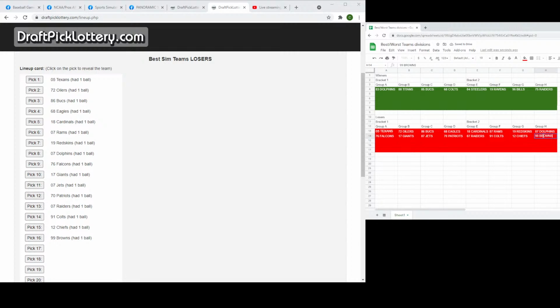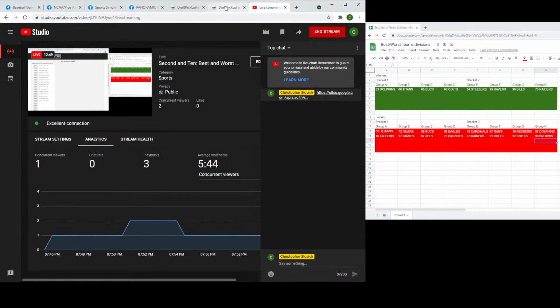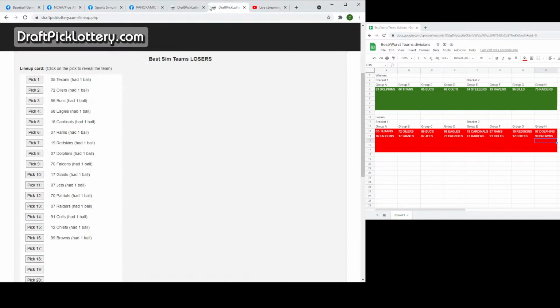Oh, this is a brutal division. The 07 Dolphins, this is kind of the group of life. No, it's a group of death, actually. This is the true group of death. 07 Dolphins and the 99 Browns. Two of the worst teams in here. We take a look. We got a couple people in, and now that's our losers.